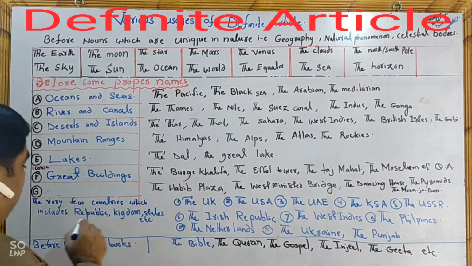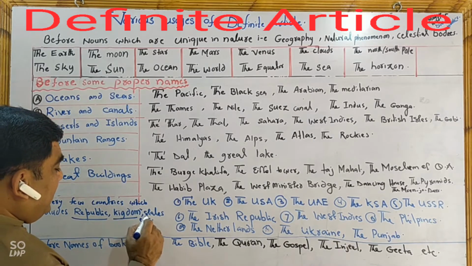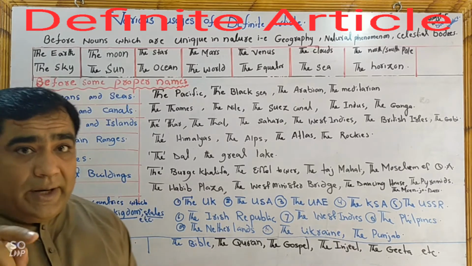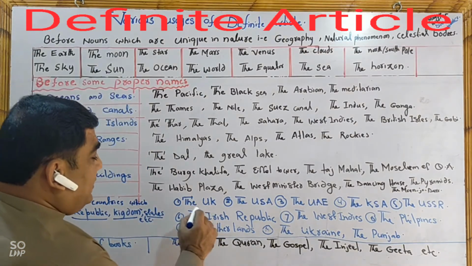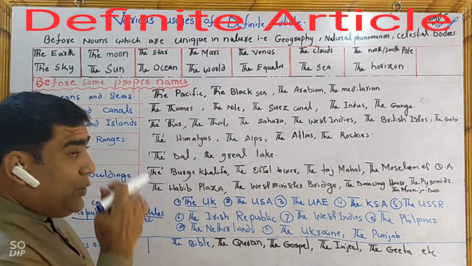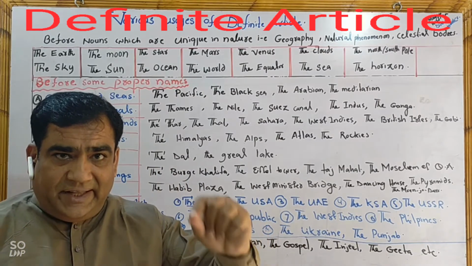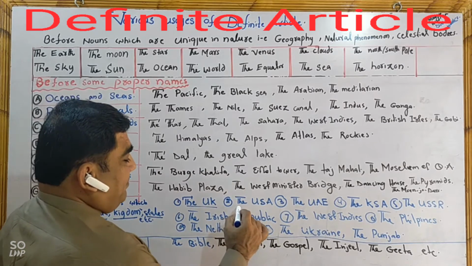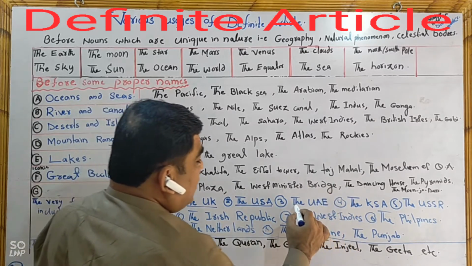See, republics, kingdoms and states are plural things. We will put definite articles here. The UK has 4 countries, that is written in the first exercise of our English prose. The USA has many states.